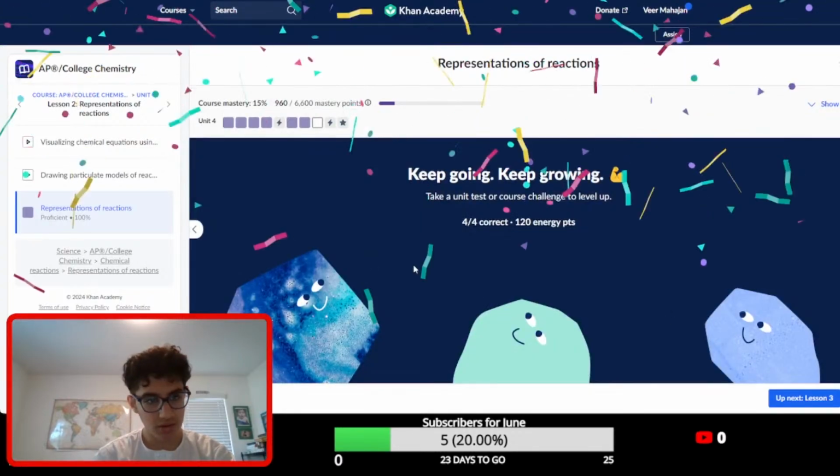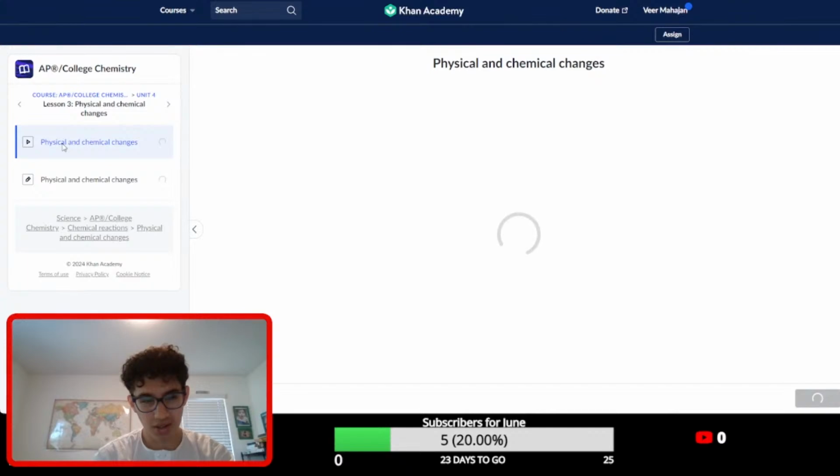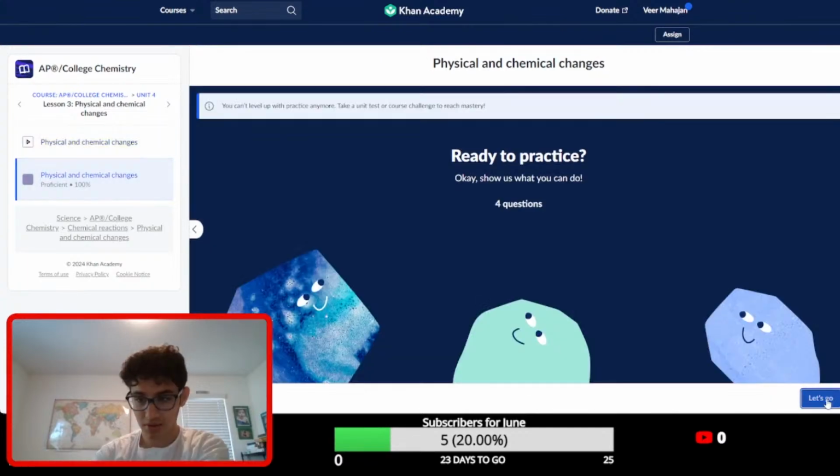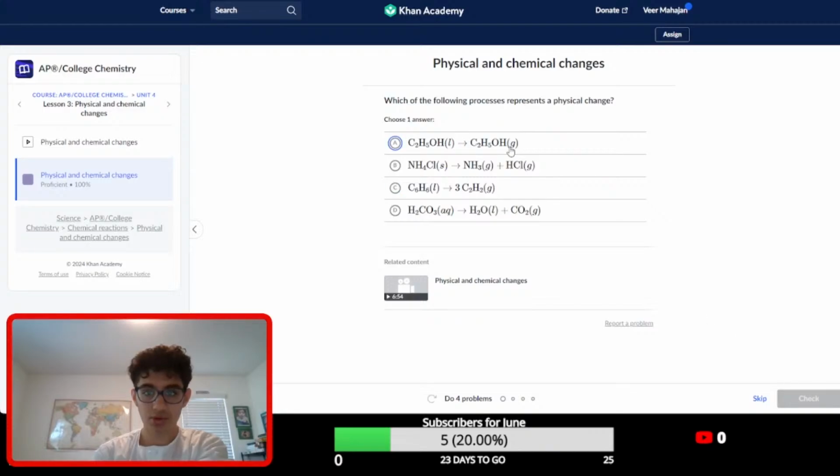Okay, done. Okay, that also took pretty long. This one should be easy, hopefully, but I don't want to guarantee anything. Okay, which of the following processes represents a physical change? This is just changing the state, so that's it.